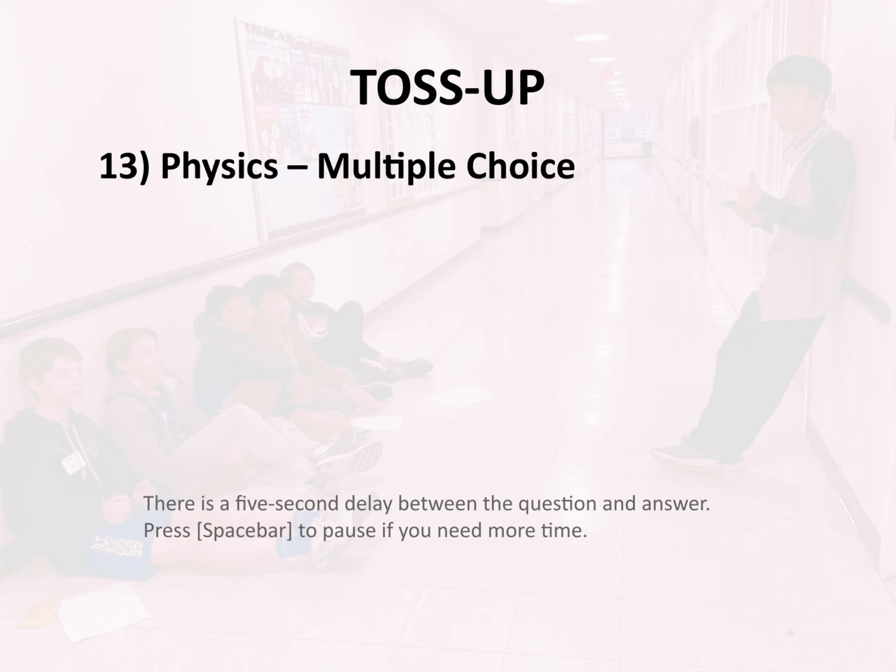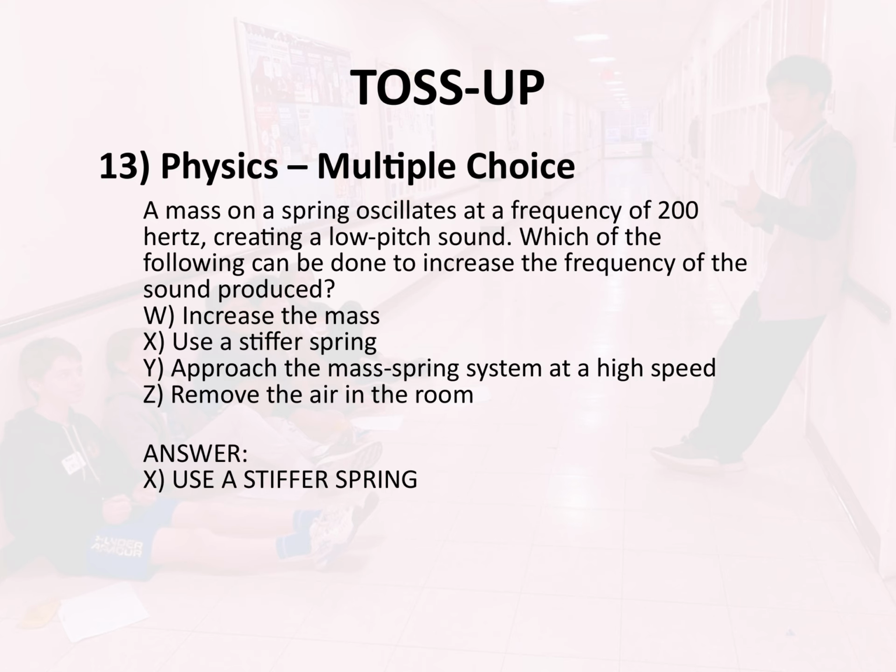Toss-up 13. Physics, multiple choice. A mass on a spring oscillates at a frequency of 200 Hz, creating a low-pitch sound. Which of the following can be done to increase the frequency of the sound produced? W. Increase the mass. X. Use a stiffer spring. Y. Approach the mass spring system at a high speed. Z. Remove the air in the room. Answer: X. Use a stiffer spring.